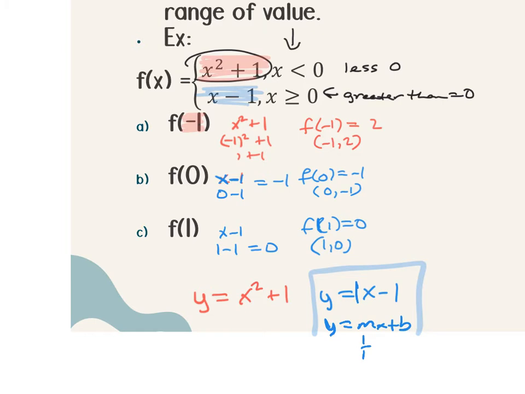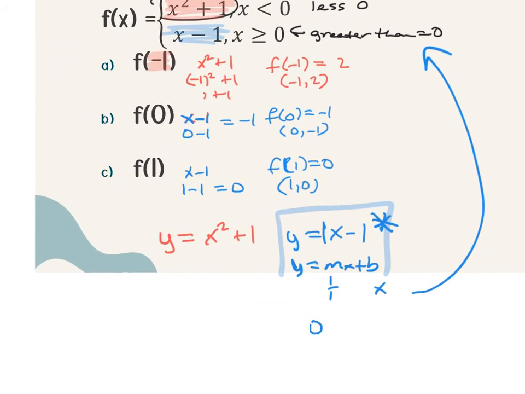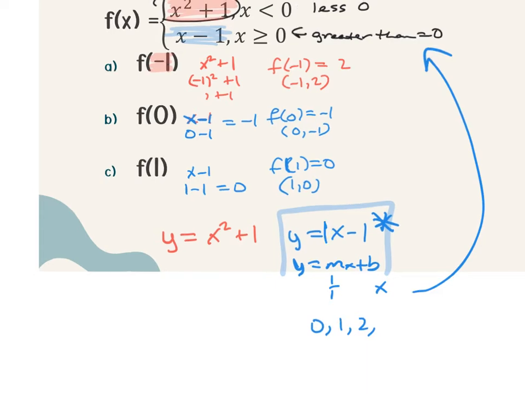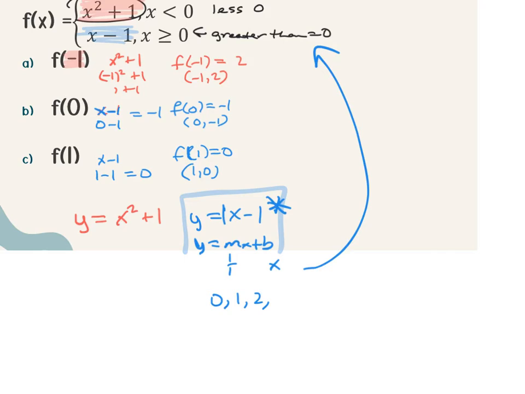However, remember this graph is only for x values that are greater than or equal to 0. So I would only be plugging in 0, 1, 2, numbers like that. I could also plug in halves. So let's go ahead and graph that one. So let me come over here.